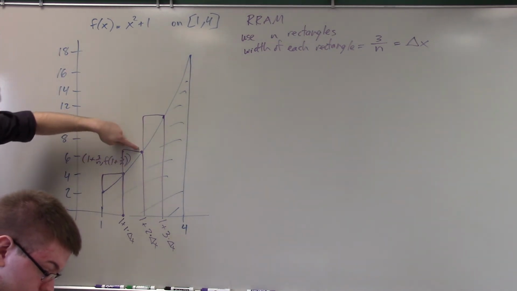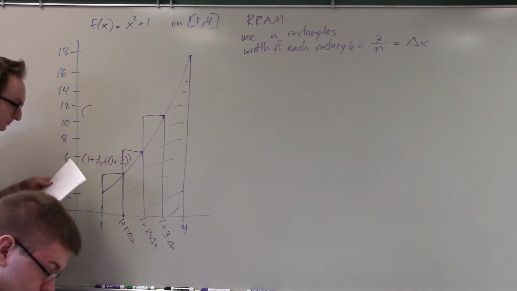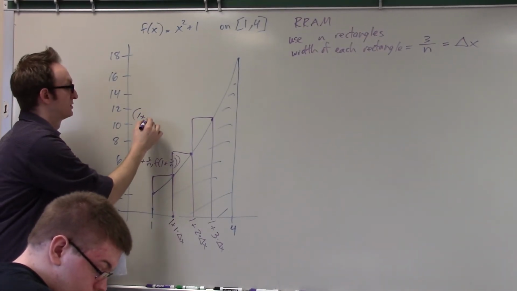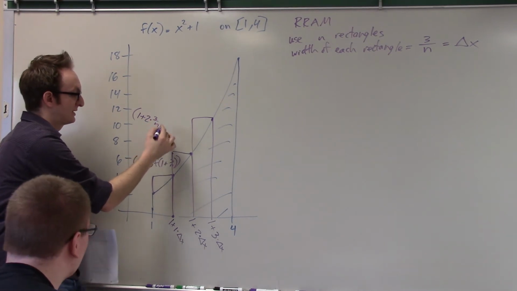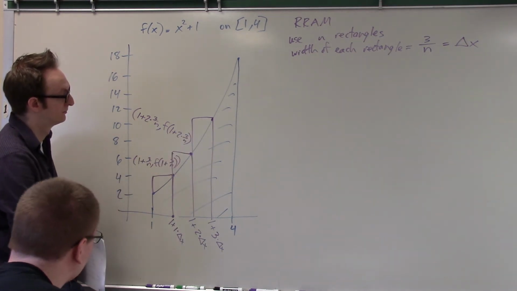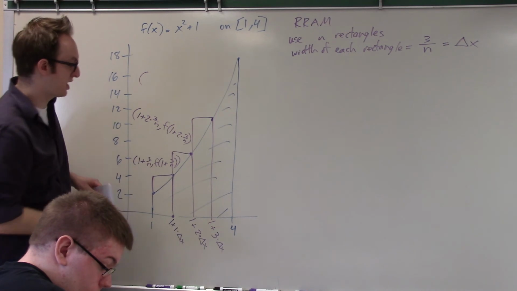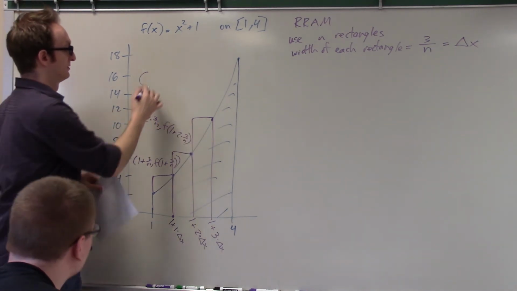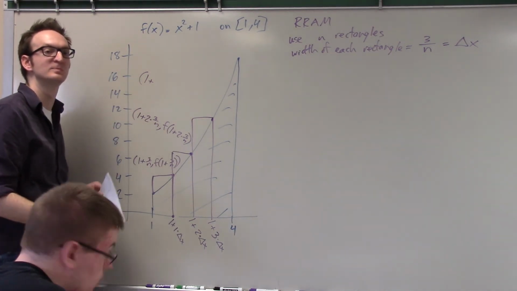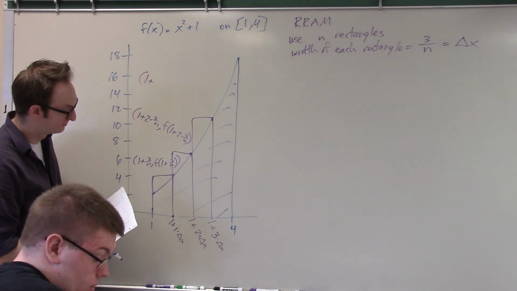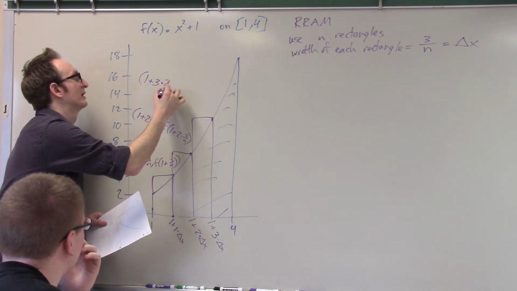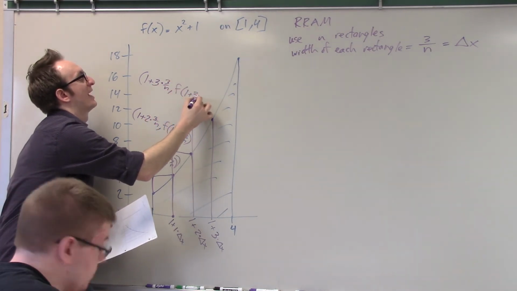Okay, good. So how about this next point? What are the coordinates of this next point? That's 1 plus 2 delta x, which is 1 plus 2 times 3 over n, comma, f of 1 plus 2 times 3 over n. And then this next point, I think this is pretty hard, right? This next point will be 1 plus 3 times 3 over n, comma, f of that.